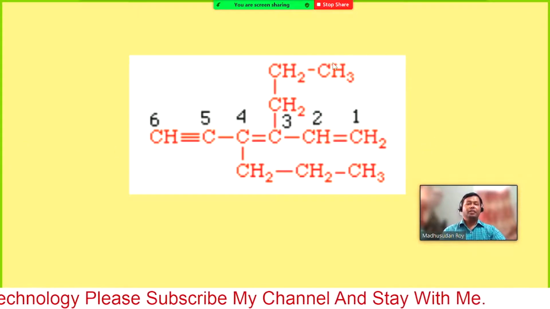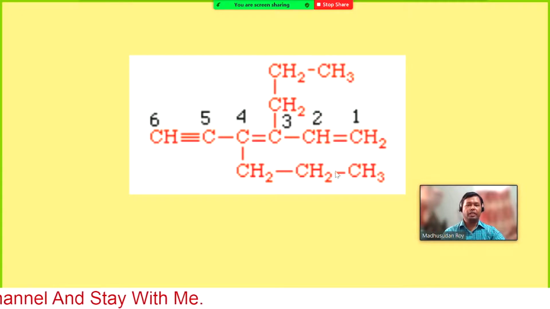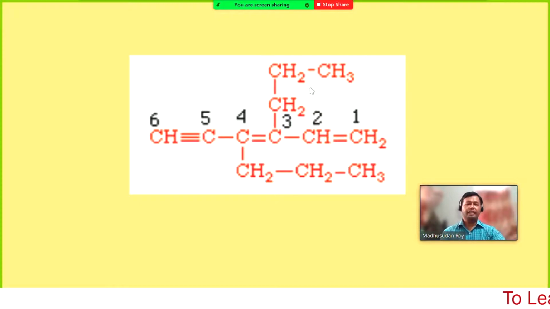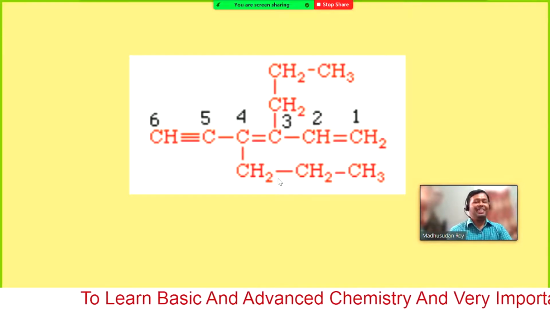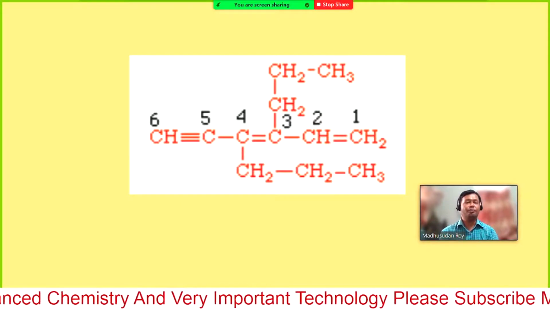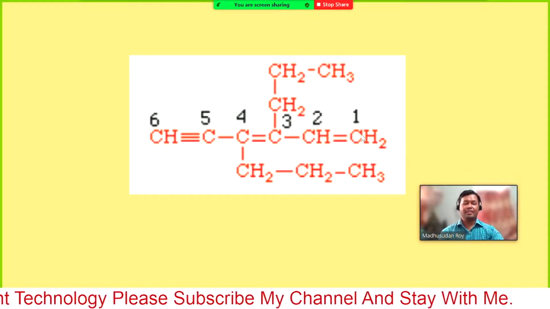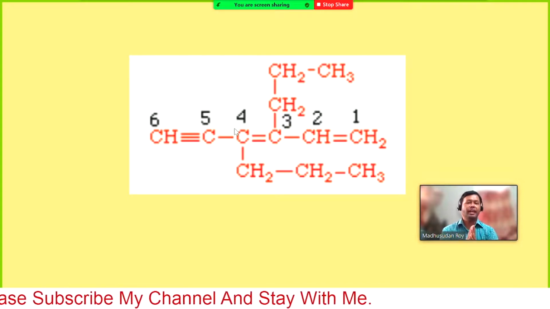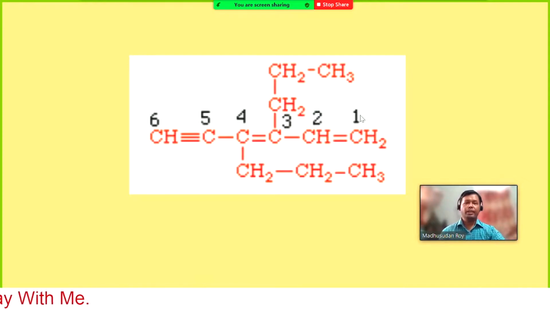In that case, if you consider the numbering like this, 1 2 3 4 5 6 7 8, that should not be followed, because the parent chain should contain the maximum number of double or triple bonds. So the numbering that I have shown here is the exact way of numbering. However, we can check whether we can choose other options or not. The numbering that I have shown here is perfect.